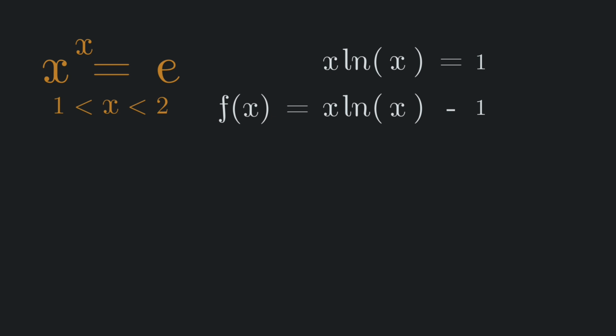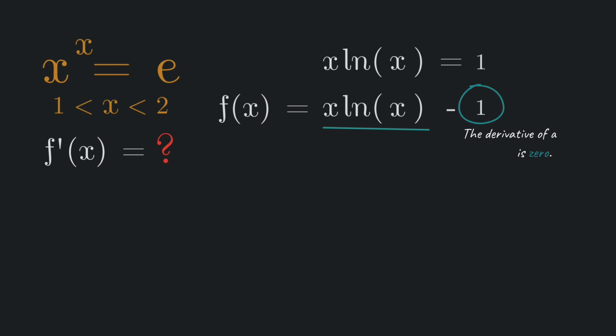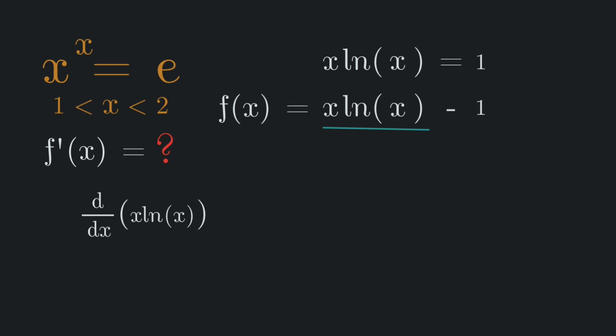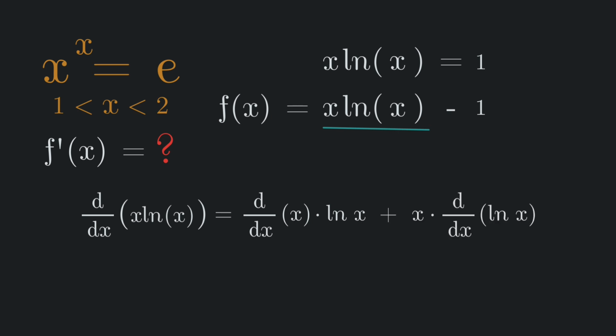Now the next step is to find the derivative of f of x. In other words, we need f prime of x. But we only need to find the derivative of x times ln of x, because the derivative of 1 is 0. Now, to find the derivative of x ln of x, we use the product rule. That means the derivative of the first function, which is x, times the second function ln of x, plus the first function x times the derivative of the second function ln of x.